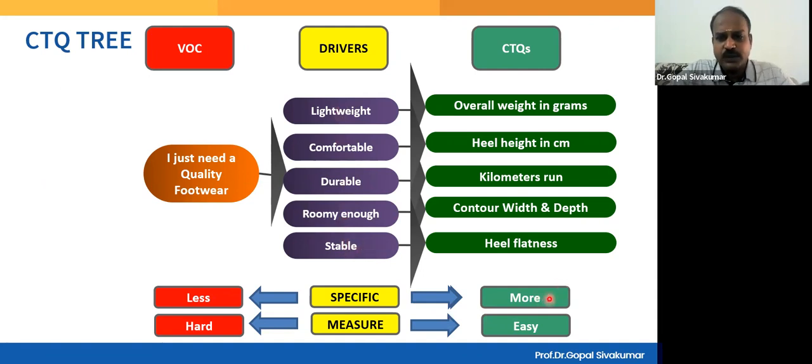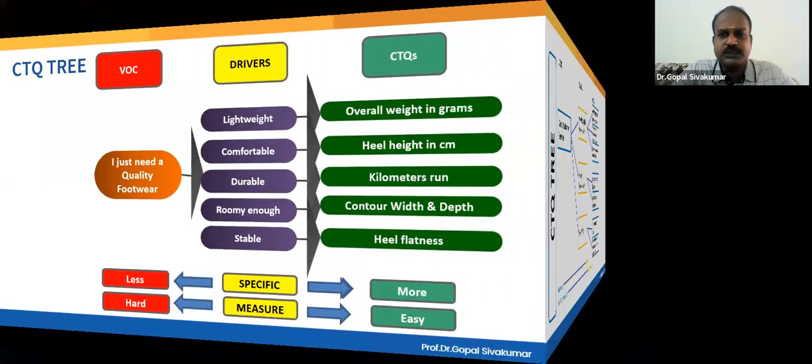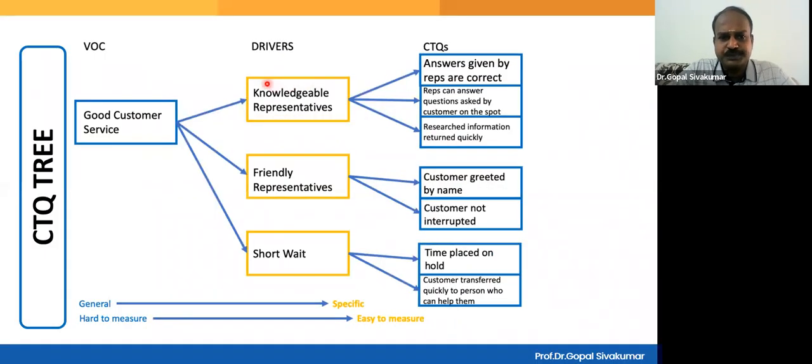Moreover, we have identified certain metrics, nothing but the technical specifications of a product. And now the requirement is more specific and it is easy to measure. And whatever metrics you see on the right side, these are all called CTQs. And the entire diagram is called CTQ tree. And that's how CTQ tree is helping you to derive the CTQ from the voice of the customer.